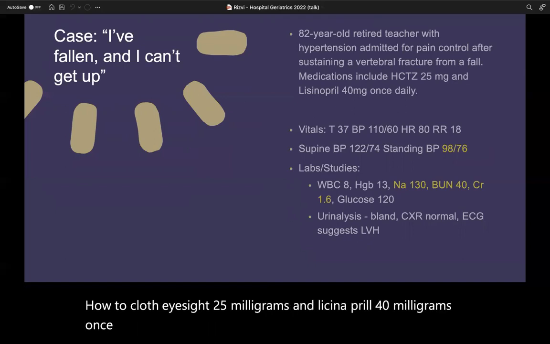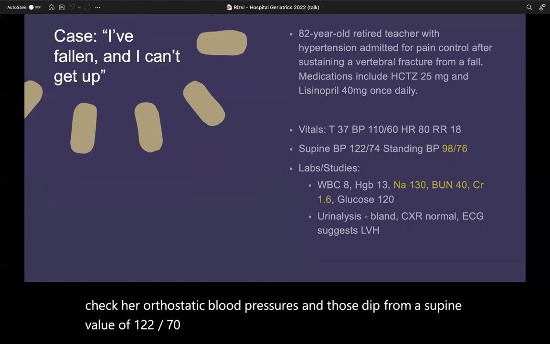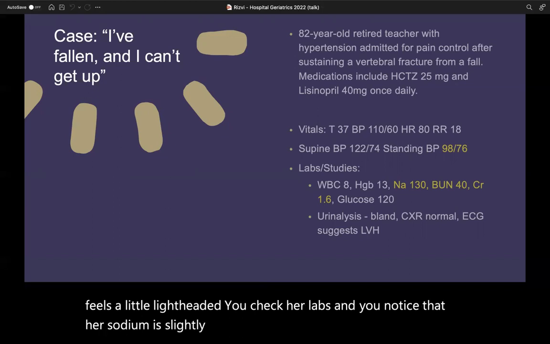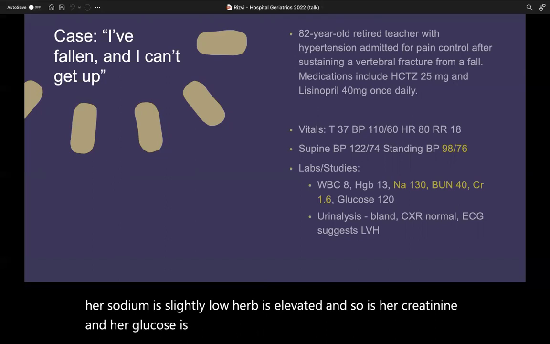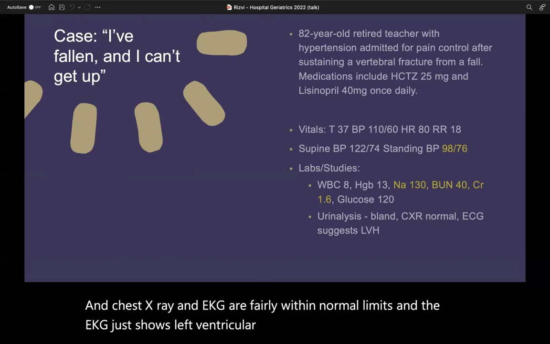As you can see, the vital signs are fairly stable until you check her orthostatic blood pressures, and those dip from a supine value of 122/74 to a standing blood pressure of 98/76, and she feels a little lightheaded. You check her labs and you notice that her sodium is slightly low, her BUN is elevated, and so is her creatinine, and her glucose is normal. Her urine and chest X-ray and ECG are fairly within normal limits, and the ECG just shows left ventricular hypertrophy secondary to long-standing hypertension.